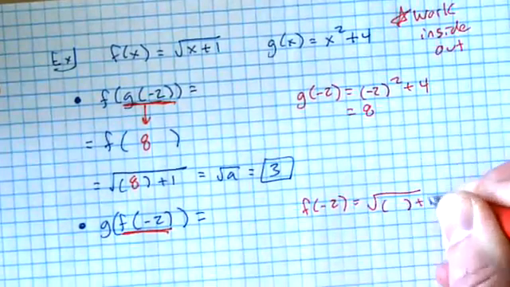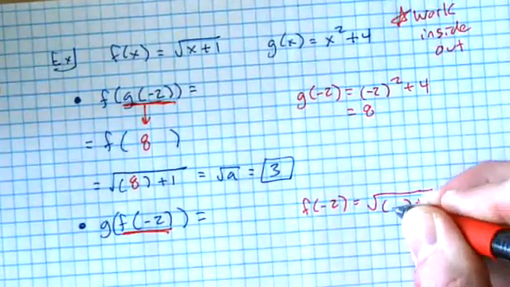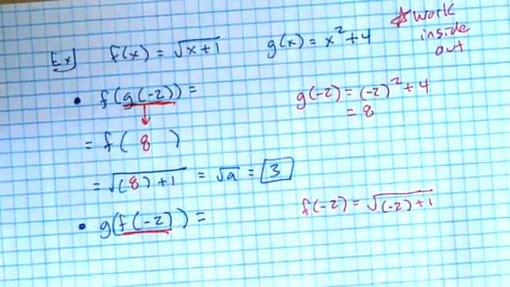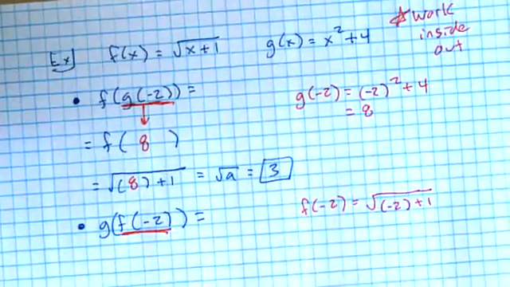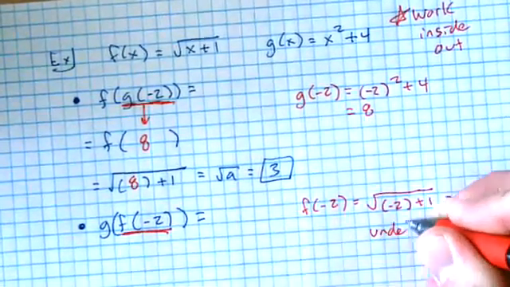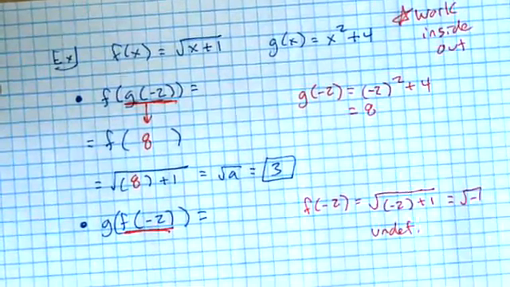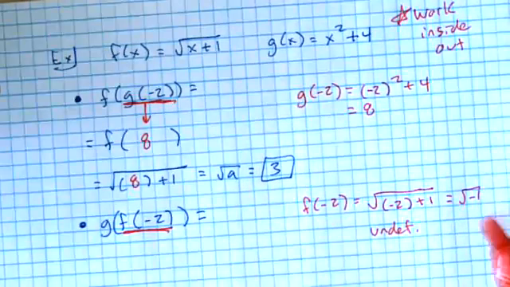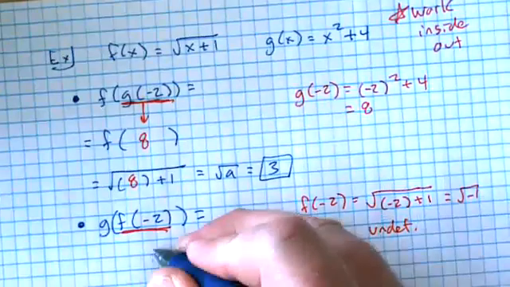Now we are in the realm of real functions here. So if we end up with imaginary complex answers, we're just going to go ahead and say that f of -2 is undefined. So we're done. We can't do any more. So our final answer then is that g of f of -2 is also undefined.